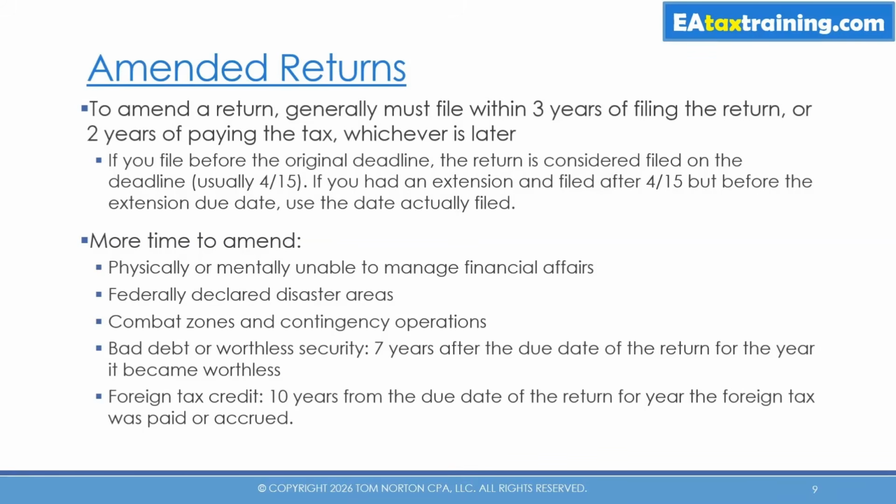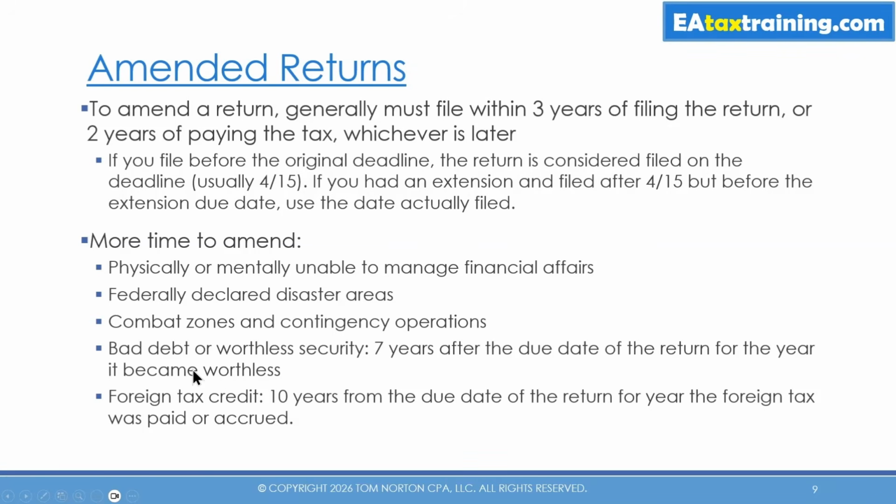There are times when you get more than those 3 years in order to amend your tax return. If the taxpayer is physically or mentally unable to manage their financial affairs, they can have more time to amend. If you're in a federally declared disaster area, you'll often get an extension of time. The IRS will announce that. If you were serving in a combat zone or in a contingency operation, as declared by the president, you get more time. And then these last two, you will definitely want to know for the exam.